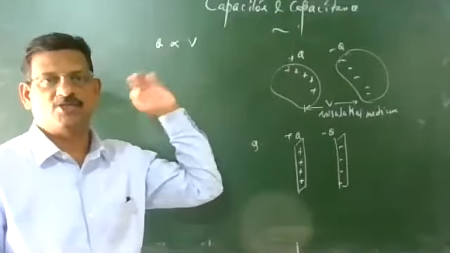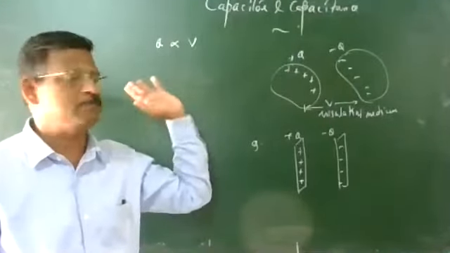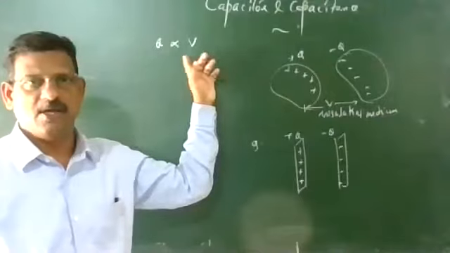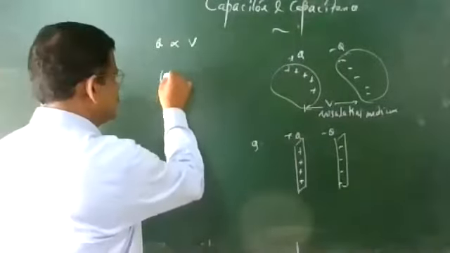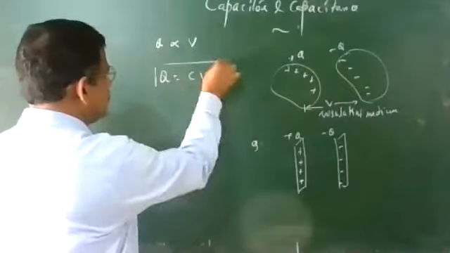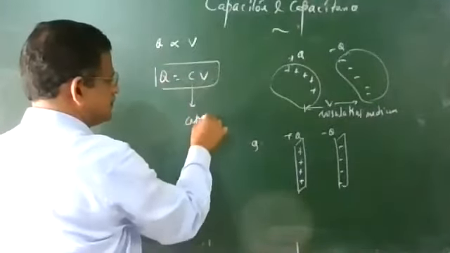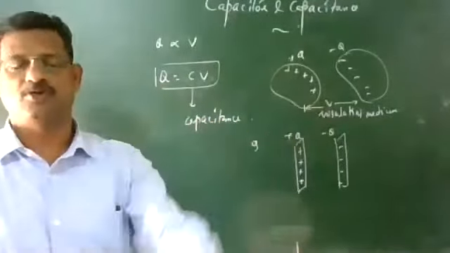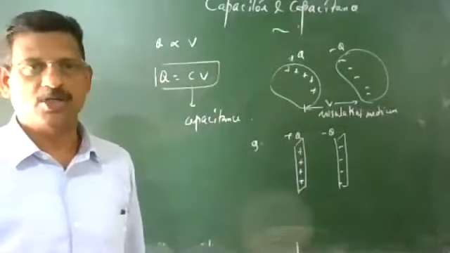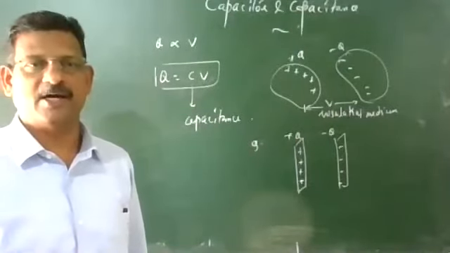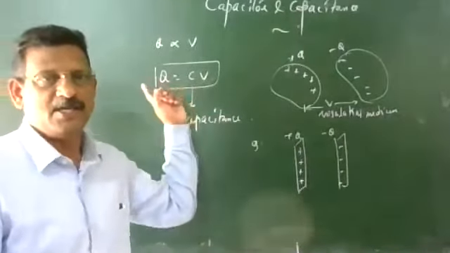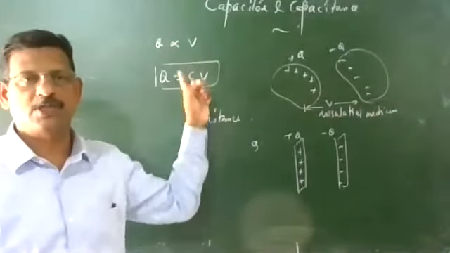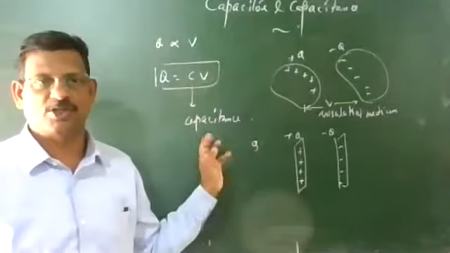Q is the charge on the capacitor, either plus Q or minus Q. That is directly proportional to the potential difference, and this proportionality is removed by a constant: Q equal to CV, where C is called the capacitance. This is just like the format of Ohm's law. You know I is proportional to V, so V equal to IR, where R is called the resistance. Similarly, here Q is proportional to the potential difference, and this proportionality constant C is called capacitance.